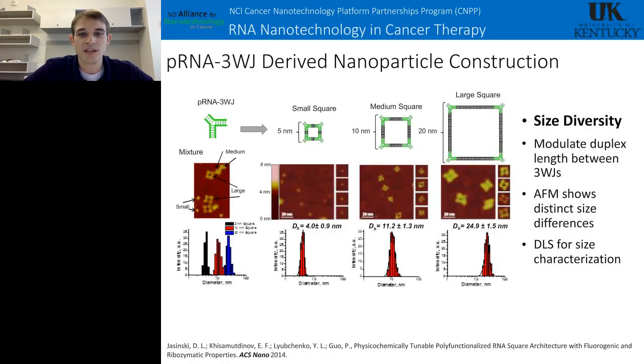And so we've also been able to very finely control the size of these nanoparticles based on the number of nucleotides alone. If you see, you can start with the pRNA three-way junction, and we created a small square, a medium square, and a large square, all designed on a computer to be 20, 10, and 5 nanometers respectively along the edge from large to small.